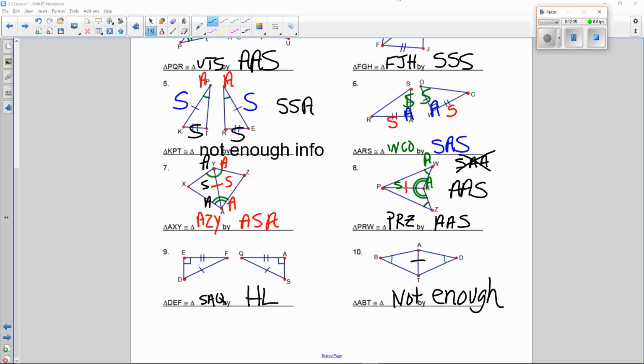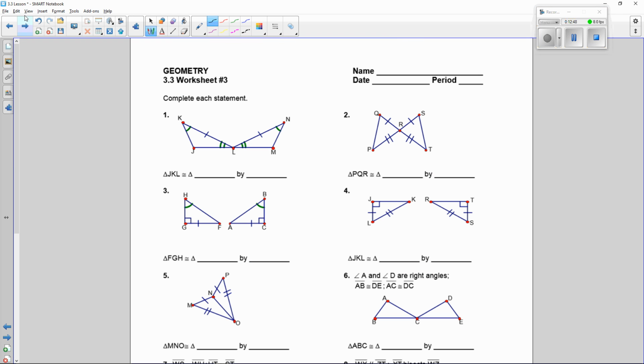And then there's the last couple of problems. Triangle DEF is congruent to triangle SAQ by HL. Number 10, you don't have enough information. All you have is an angle and a side, nothing else. Go and try the next 5. I believe you can do the next 5. Pause the video, and I'll show all the answers all at once here in about 13 minutes and 10 seconds.